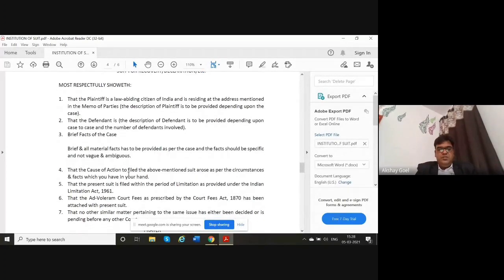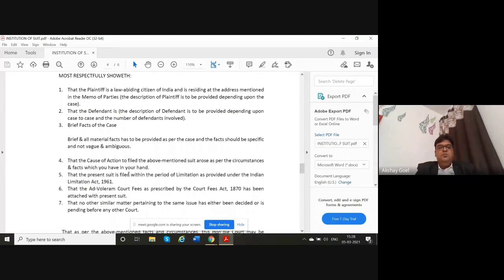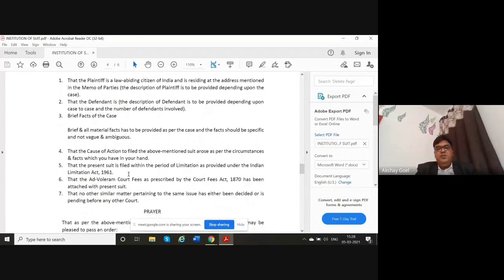After this court fees provision, you need to mention that no other similar matter pertaining to the same issue has either been decided or is pending before any other court. If it is found that your suit was earlier decided, that is, the same issue between the same parties was earlier decided, then the principle of res judicata, which is defined under section 11, will come into picture and your suit will be dismissed then and there at the very first stage.